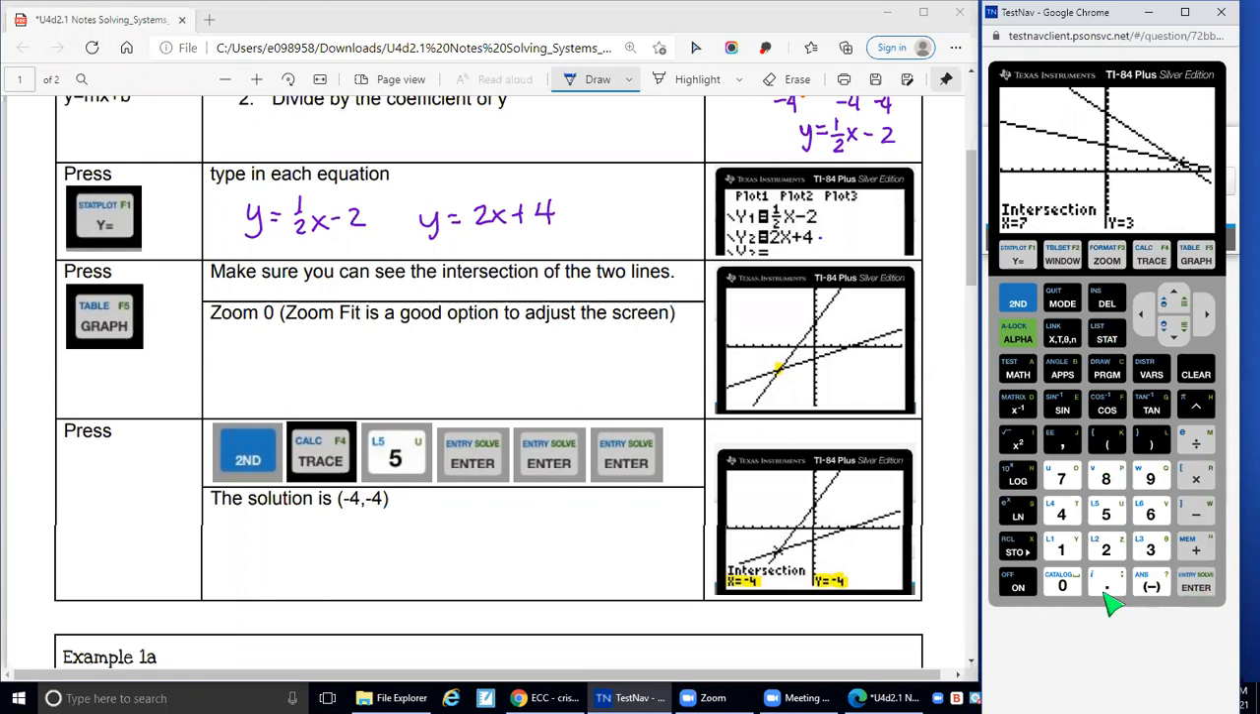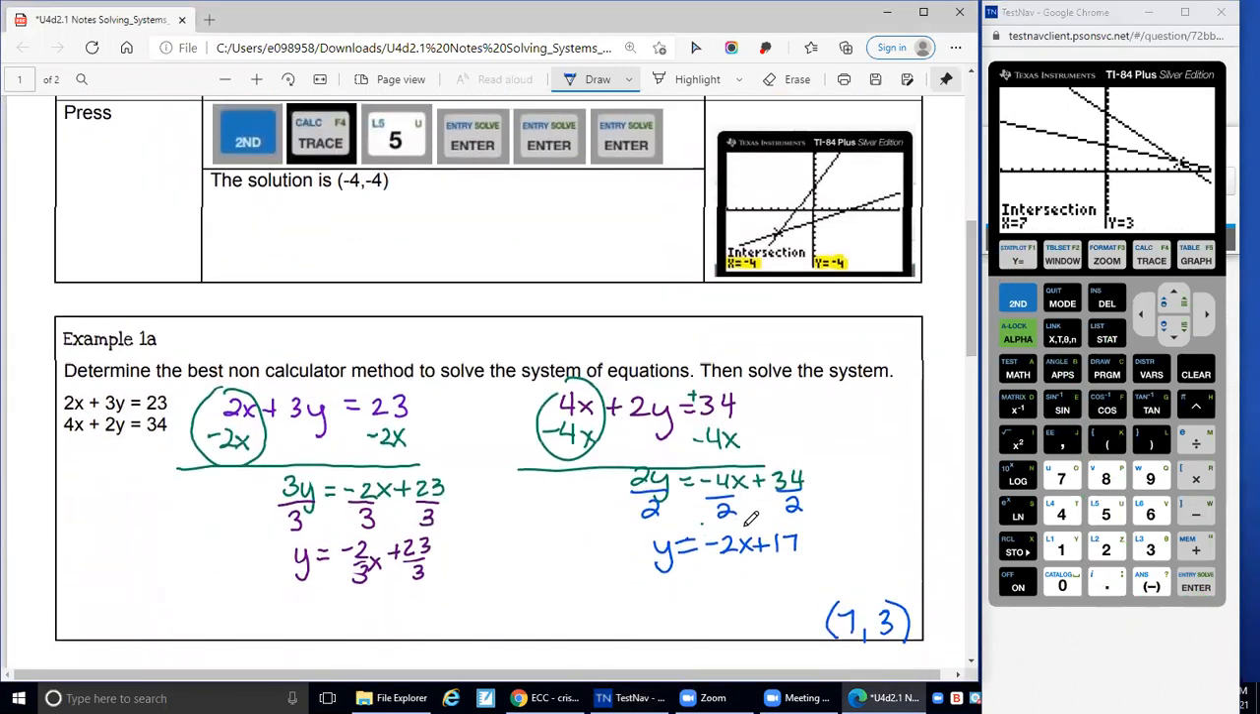Is it super easy to make a mistake using this method? Yes, but if it's multiple choice and your answer's there, it's probably right. Or you could always double check it by plugging these numbers into either equation and making sure that it works. All right, any questions?